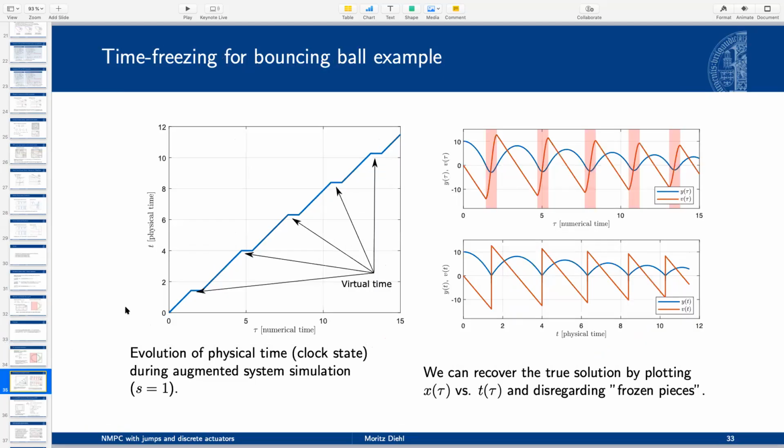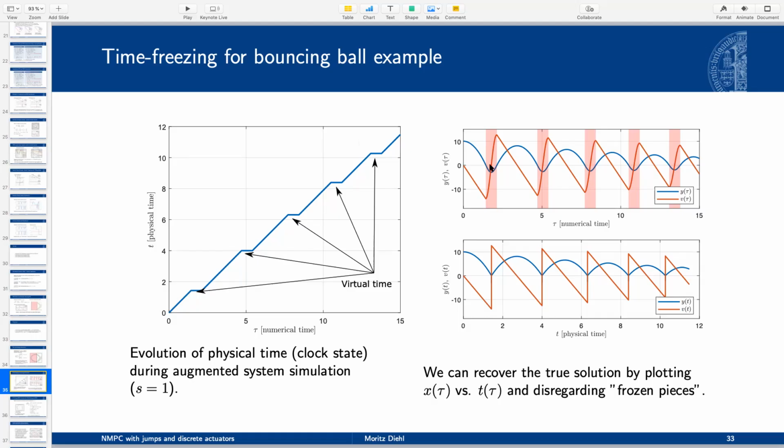So if you now take the time freezing for the bouncing ball example, so this is just a simulation problem, how does it work? You would have the numerical time at the bottom, and you have the physical time here. In this case, we set s to 1 for simplicity. Then you see that physical time evolves a bit slower than the numerical time, because it's sometimes frozen. Here you see the evolution of the time state. It's growing with 1, then it's not growing, then it's growing with 1, and it's not growing, and so on.